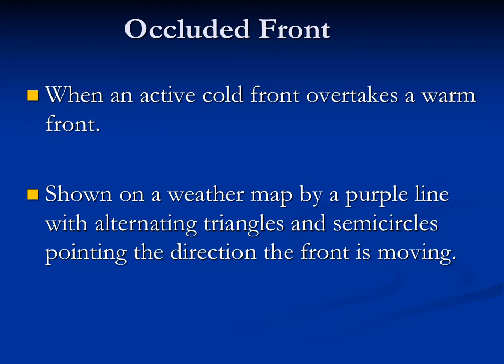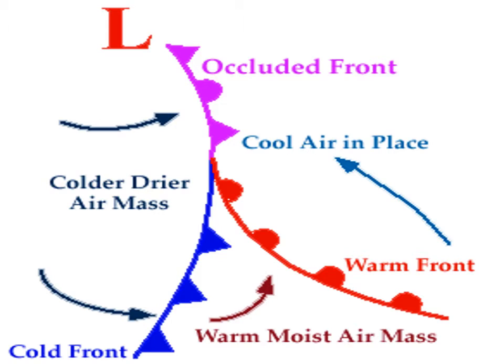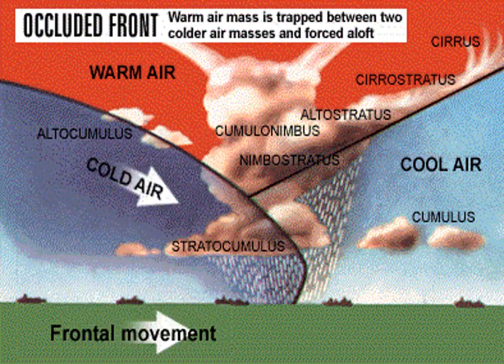An occluded front, and again, this is more for extension work, is when an active cold front overtakes a warm front. So this is when a cold front comes in quickly and completely overtakes a warm front. It is shown on a weather map with a purple line, and that's because blue and red combined make purple. You can see right there, the purple is the combination of the blue and red.